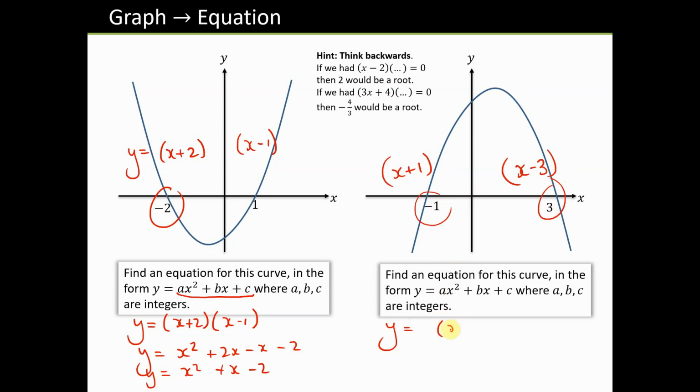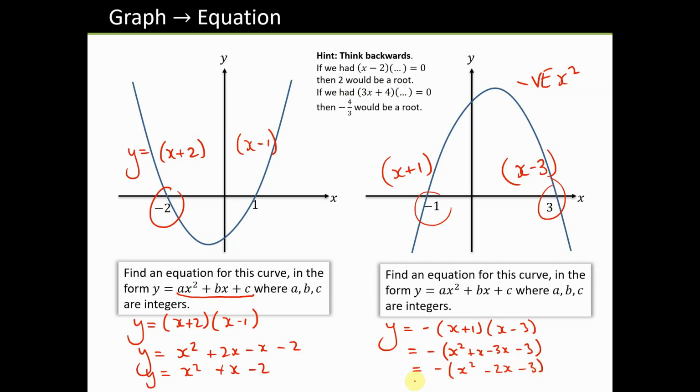I'm leaving a bit of a space at the front, and hopefully you can tell why. It's an n-shaped graph, so this is a negative x squared equation, so I need to put a minus sign at the front there. I'm just going to expand my brackets normally, but leave them in a big bracket. So this will be x squared plus x minus 3x minus 3. Let's collect that up.